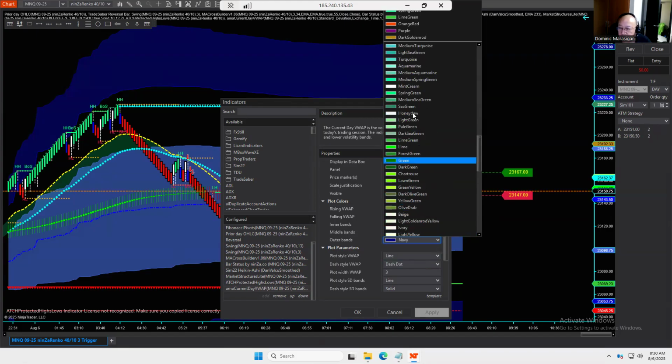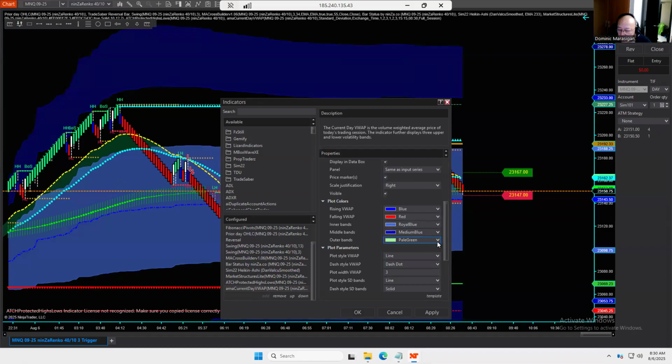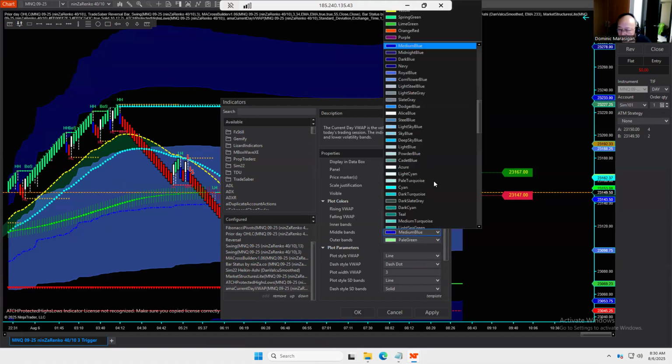What do I have in my thing there? I think it's almost like pale green and the middle band. Let's say it's around, where's the middle band here? Fuchsia, magenta. We'll see how this looks.